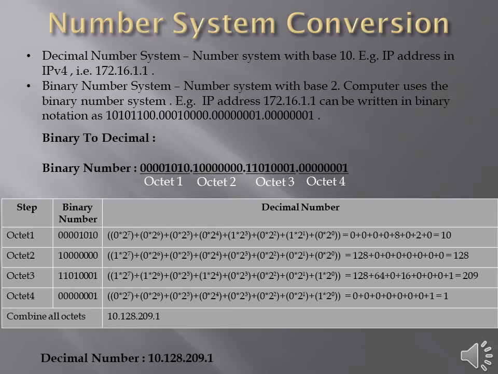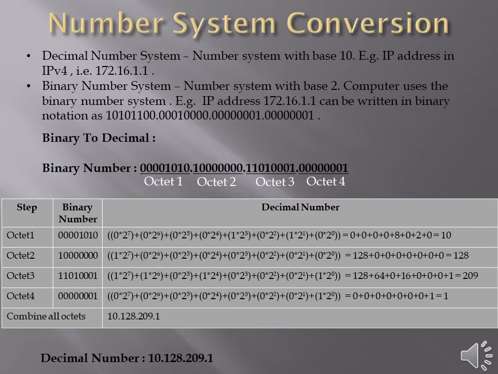Similarly, octet 4 will be calculated, and here we can see all the bits are 0 except the 8th bit. The 8th bit is 1. It means only that bit is 1, which is 1 into 2 raised to power 0, and that would be the result. But still we are taking the complete formula, and all the remaining bits will be multiplied by 0, meaning 0 into 2 raised to power 1, 0 into 2 raised to power 2, 0 into 2 raised to power 3, 0 into 2 raised to power 4, and so on.